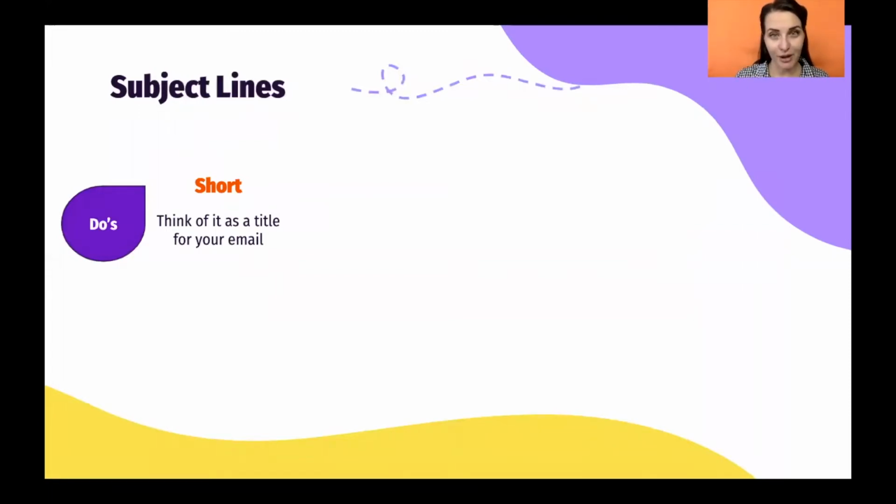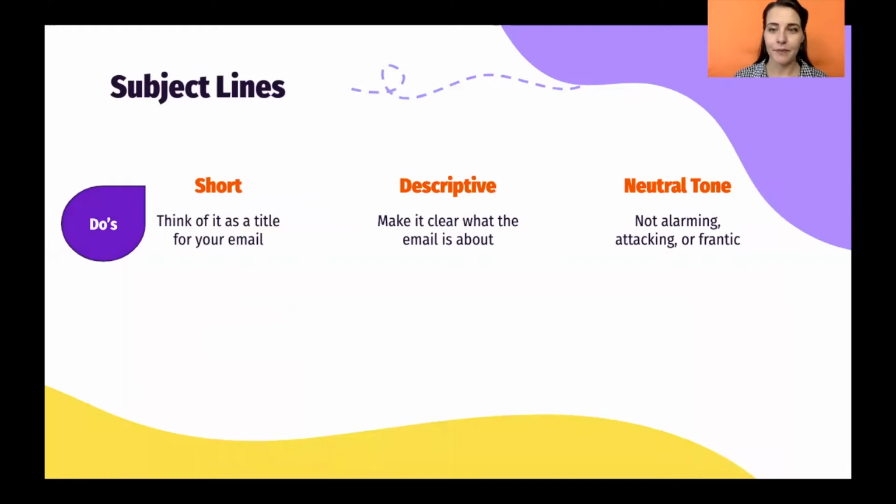Please don't write your whole email in the subject line. Make it descriptive. Be very clear what the email is about. And use a neutral tone, not alarming, attacking, frantic, just a straight, nice neutral tone, letting them know what the email is going to be about.